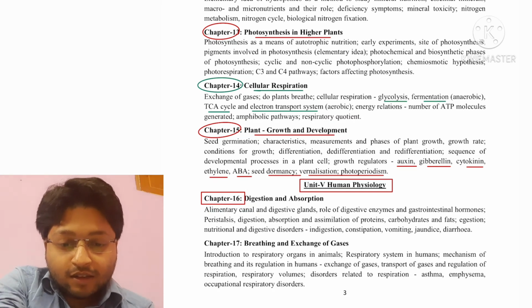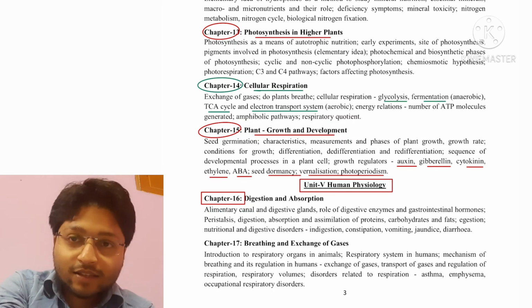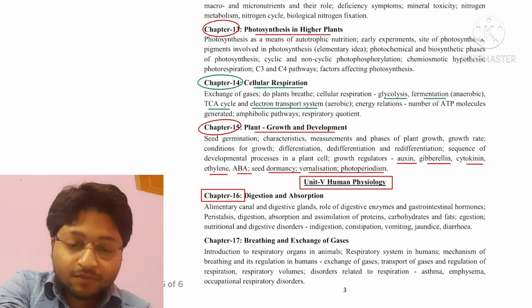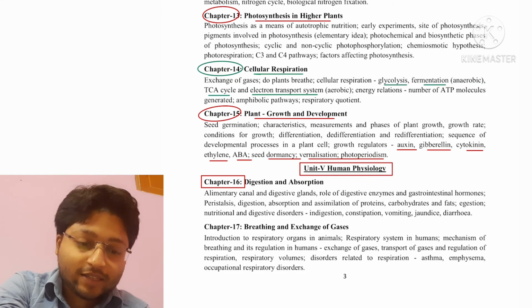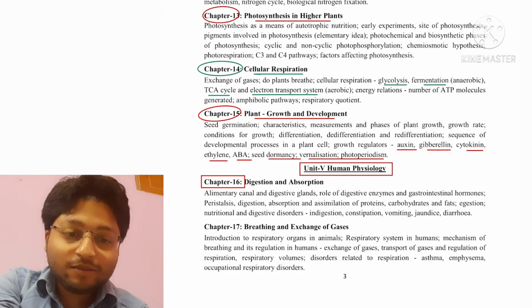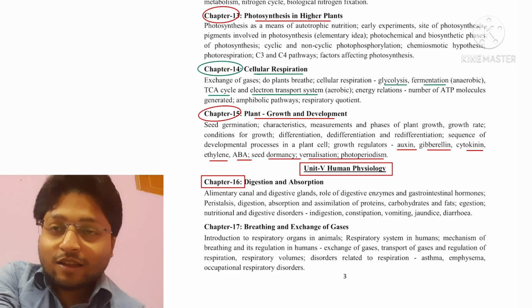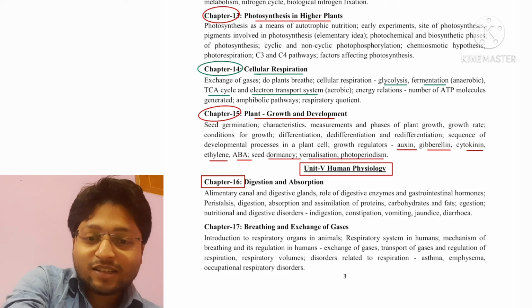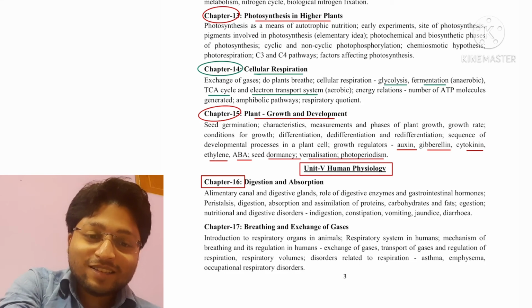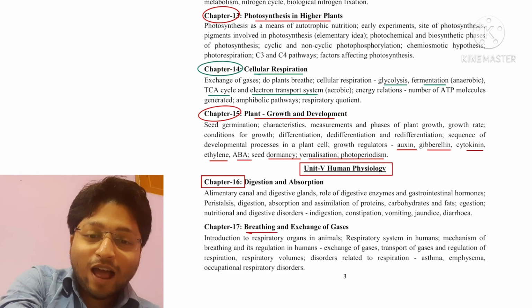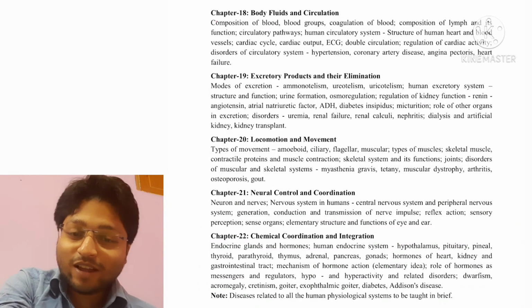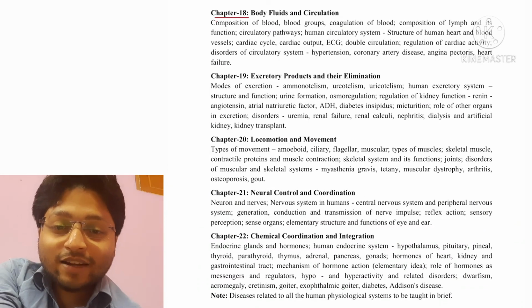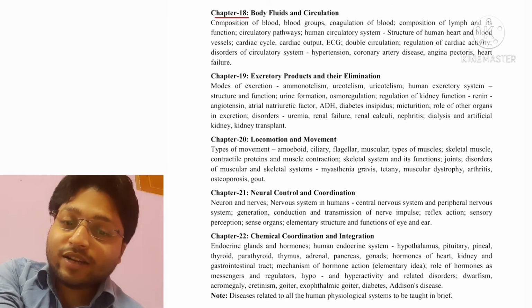Okay, in chapter 16, the digestive system of humans is present. In chapter 17, respiratory system, that means breathing and exchange of gases, you have to study. Okay, in chapter 18, about these chapters I do not discuss in this video, because this is already an interesting part, so I think there is no need to discuss in this video. Okay, so in chapter 18 you will learn the circulatory system, right? Okay, the body fluids and circulation.